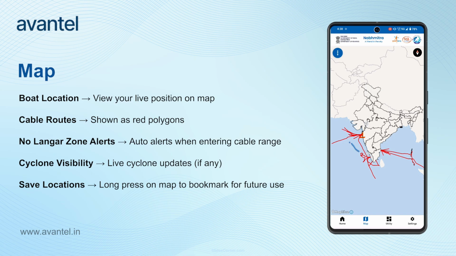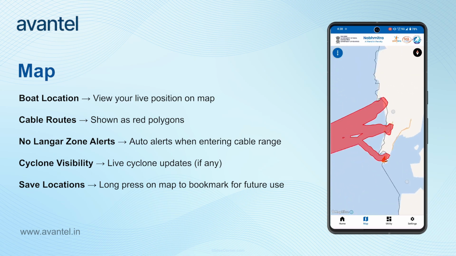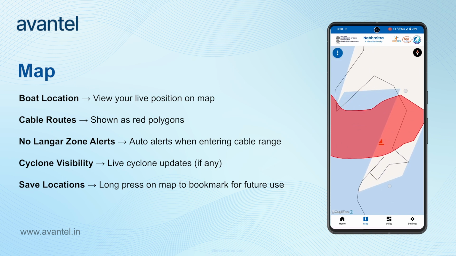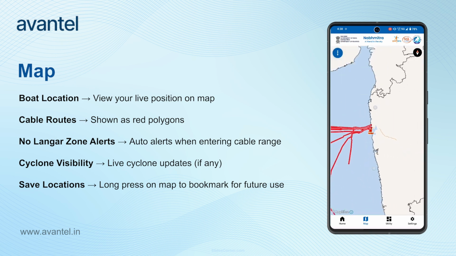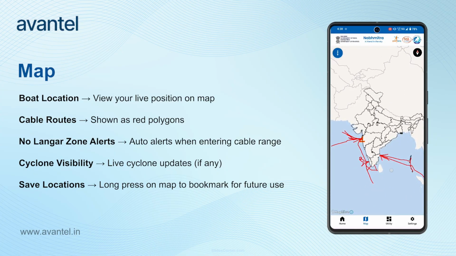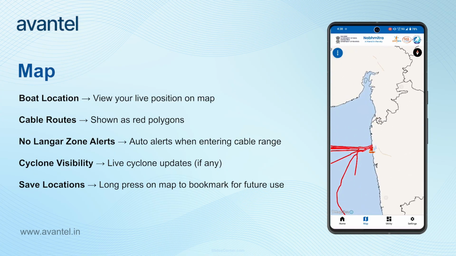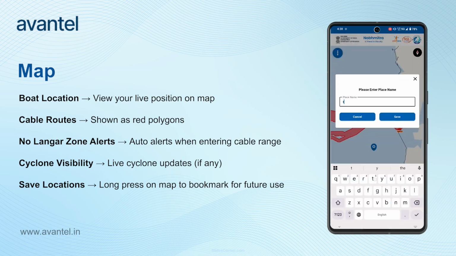In the Map tab, you can track your boat's live location. Cable routes are displayed as red polygons, and if you enter their range, the system will generate a no-go zone alert to protect the cable lines. This page also provides live cyclone visibility whenever active. By long pressing on the map, you can save any location for future use.